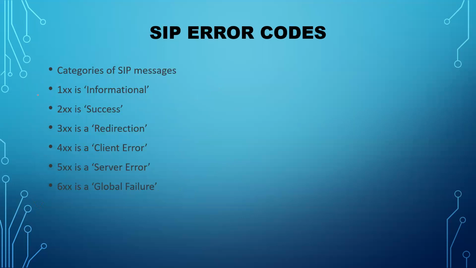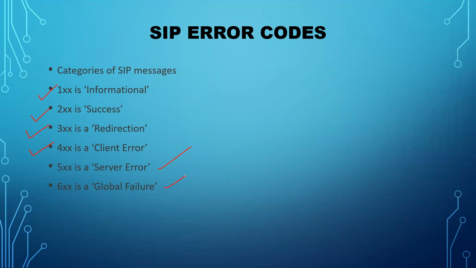So, the categories of SIP messages: 1xx are informational messages, 2xx are success messages, and 3xx, which we already discussed, are redirection messages. That means if you want to move your call, or rather redirect your call to someone else. It can be a temporary redirection or a permanent one as well, right? Then we have 4xx, client error, 5xx server failure, and 6xx global failure, which we already discussed.